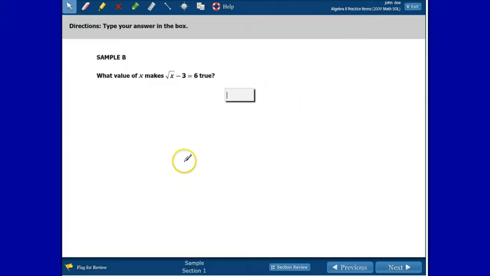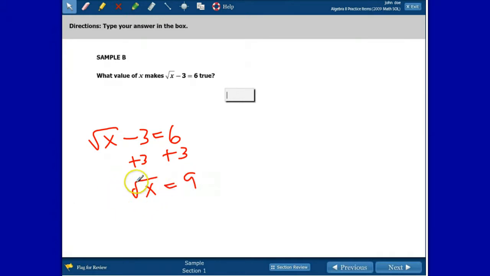What value of x makes the square root of x minus 3 equal to 6? Alright, I'll show you the algebra way and then I'll show you the calculator way. If you were doing this algebraically, the square root of x minus 3 equals 6, you would solve it like a normal equation. Like, had this been regular x, what would you do in algebra 1? Well, you would add 3 to both sides, and you have the square root of x is equal to 9.